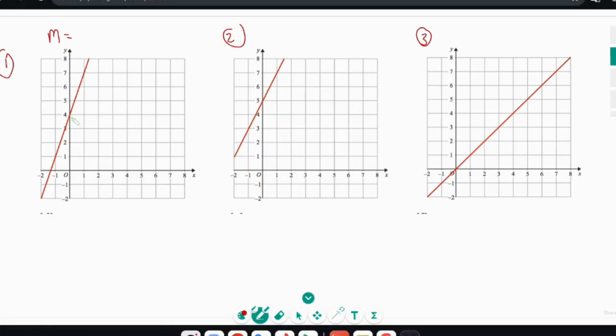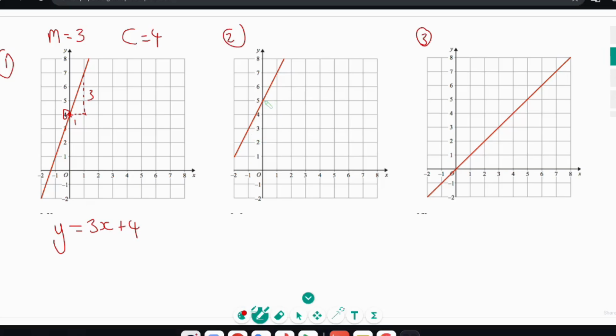So I'm going to start here. 3 and 1. 3 divided by 1 is 3. Your y-intercept is 4, which is what's C, isn't it? So C is 4. So the equation of the line is y equals 3x plus 4.